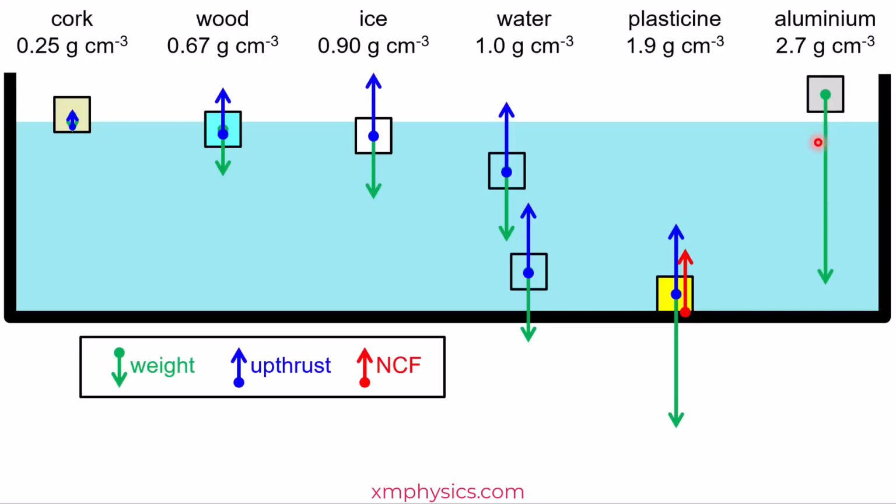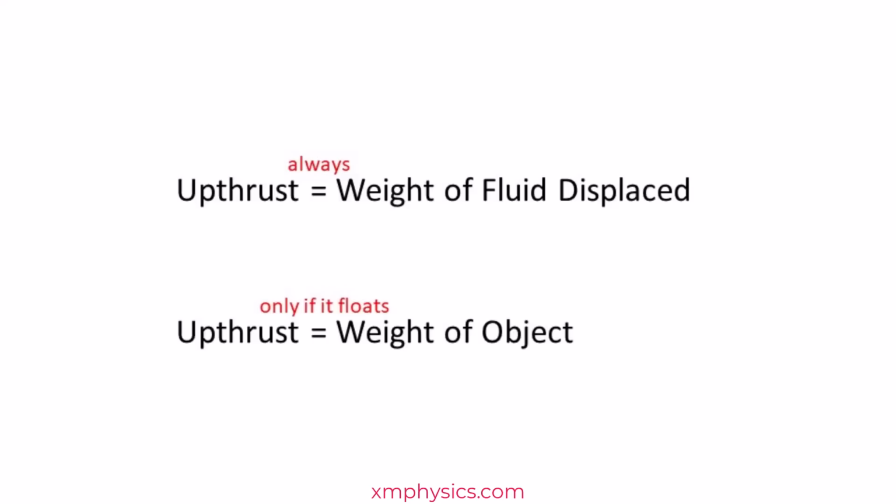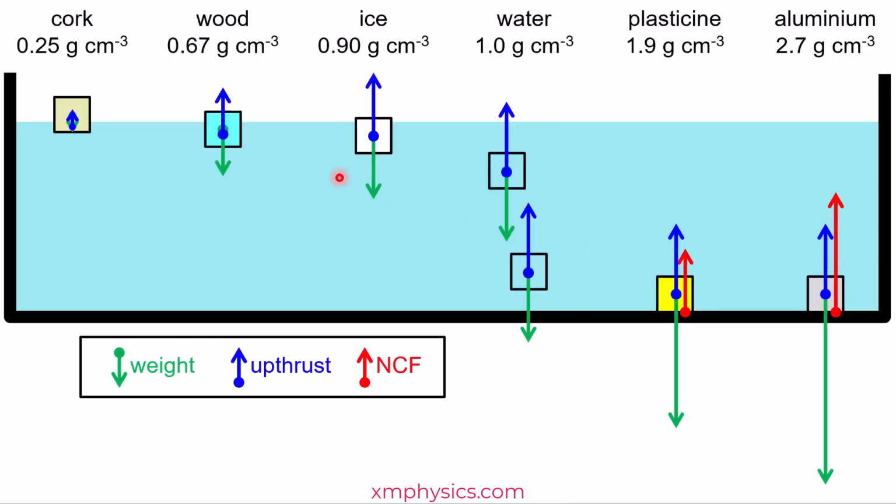Same thing for aluminium. It has to sink all the way down and get help from the normal contact force in order to be supported. At this point, maybe I want to remind everyone that the upthrust is always numerically equal to the weight of the fluid displaced. But whether the upthrust is equal to the weight of the object or not depends on whether the object is floating. So in fact, you can see here, only for these objects can you say that the upthrust is equal to the weight of the object. The upthrust is obviously less than the weight of the object for the plasticine, which is why it sinks.